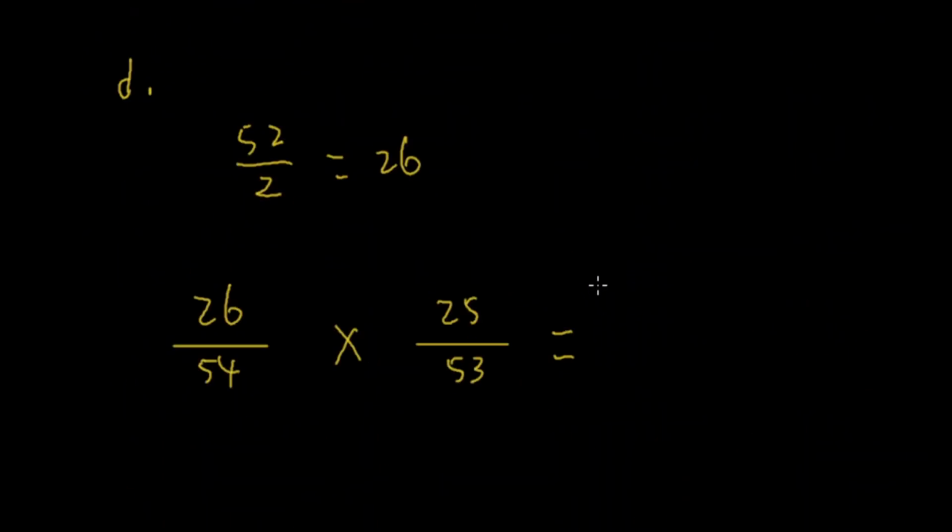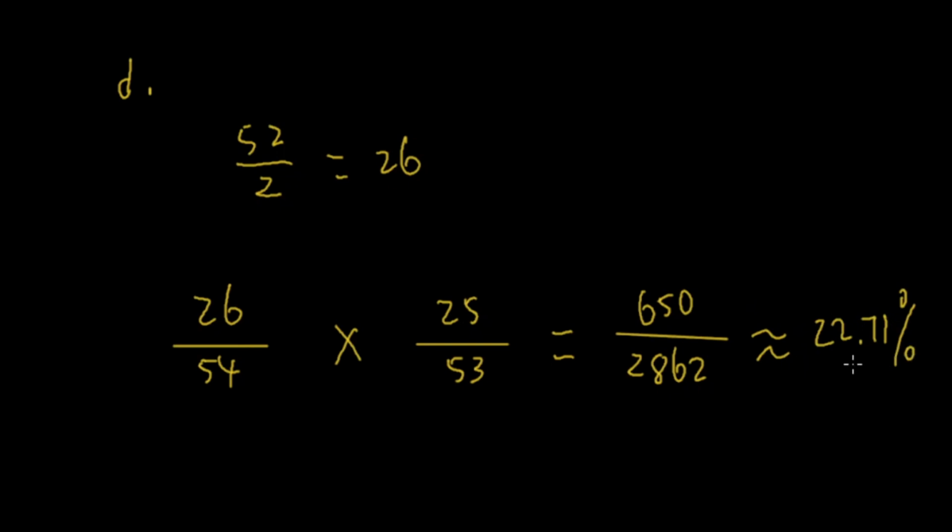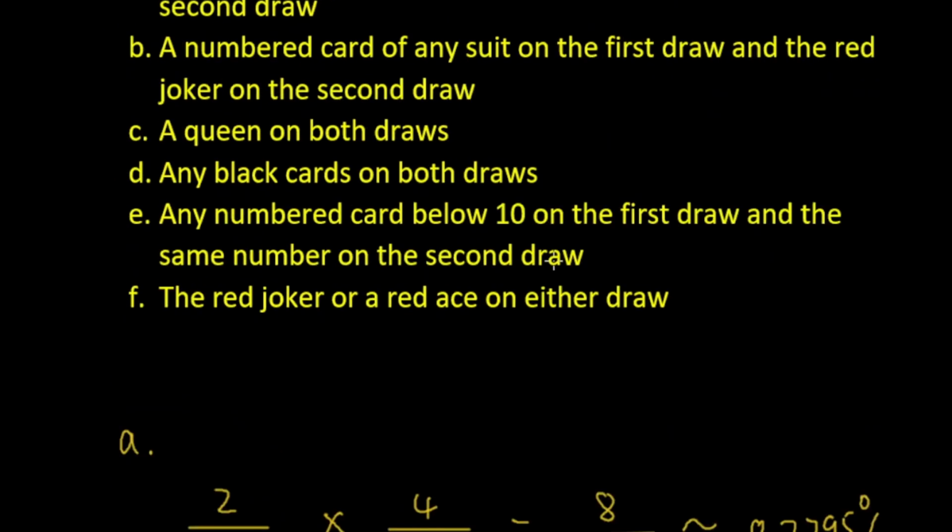That will give you the probability of the entire situation D. And that is equal to 650 divided by 2,862, and that's approximately equal to 22.71%. Okay, that is part D. Let's look at part E together.